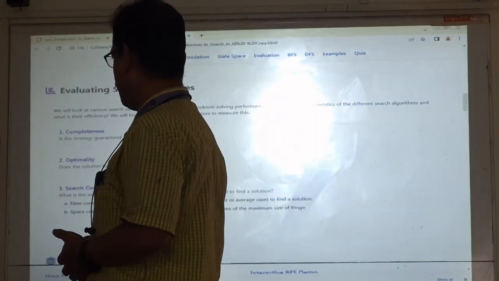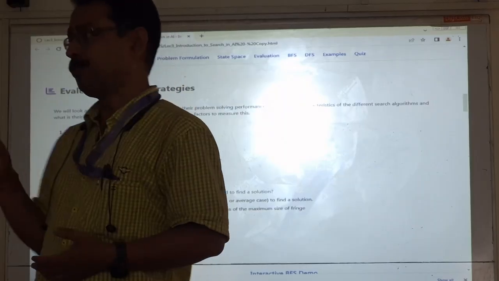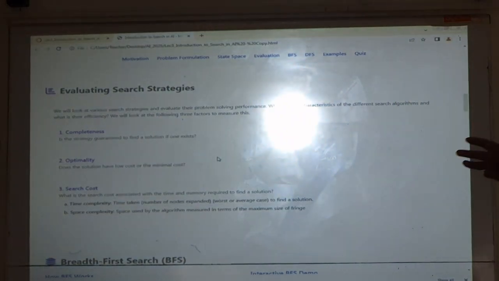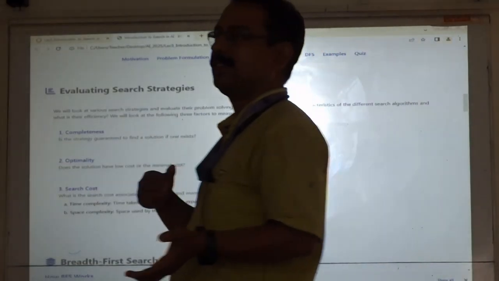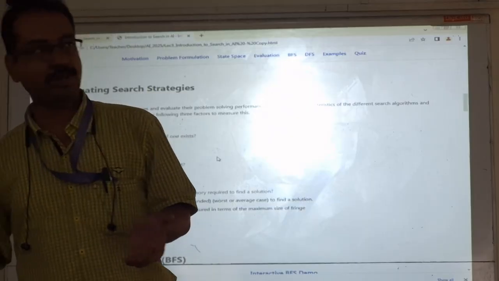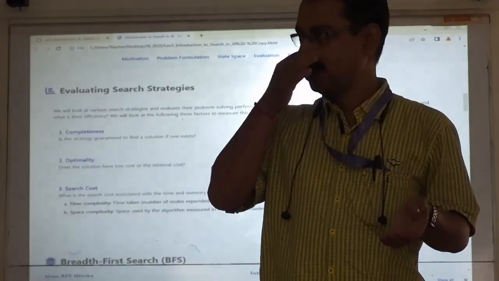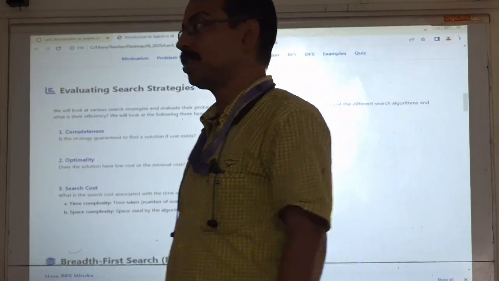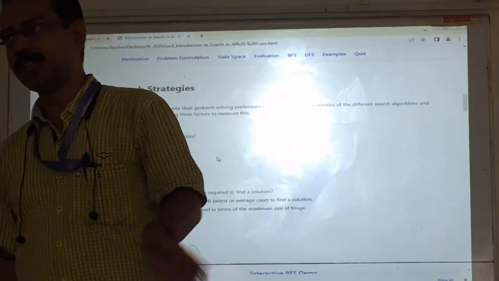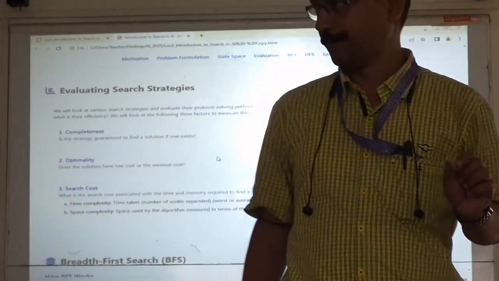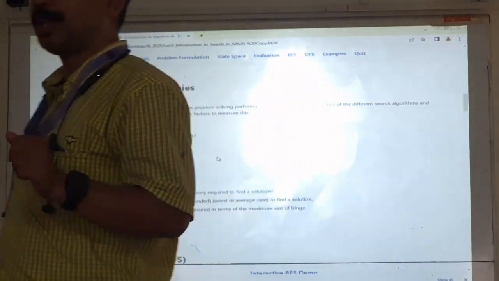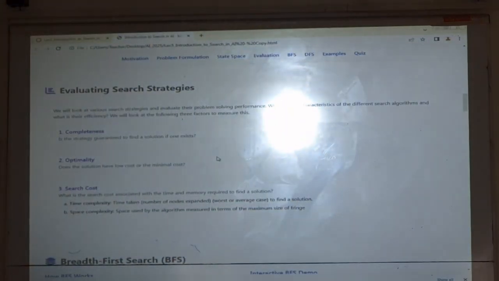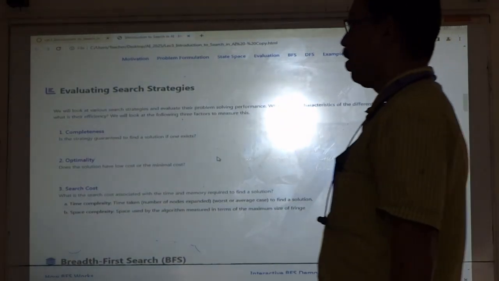So whenever the strategy guarantees to find a solution, if one exists, obviously if the solution does not exist in the space, how can an algorithm find it? But if I know the solution is there and my algorithm is able to find it, then we will say that my algorithm is complete. We will see that some strategies do not always guarantee the solution. In that case, those algorithms will not be complete. So the first criterion for selecting an algorithm will be to check whether my algorithm is complete or not. Clear? Good.